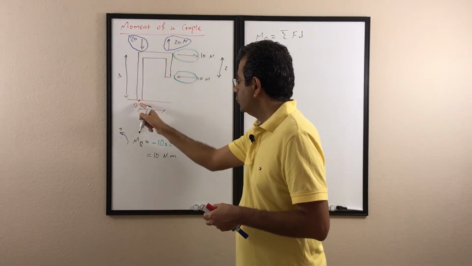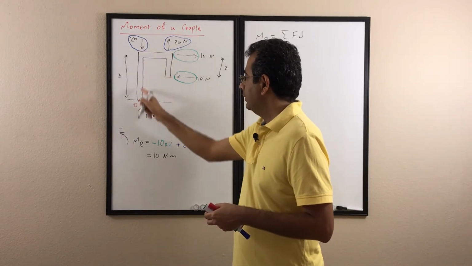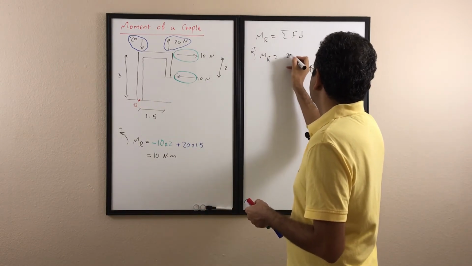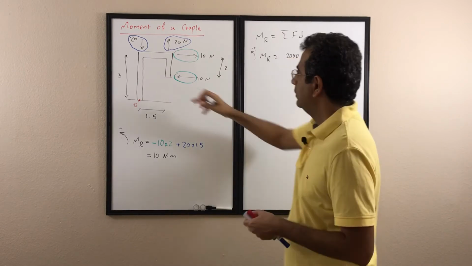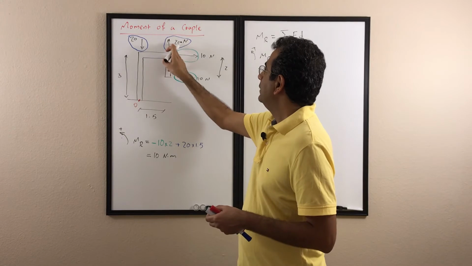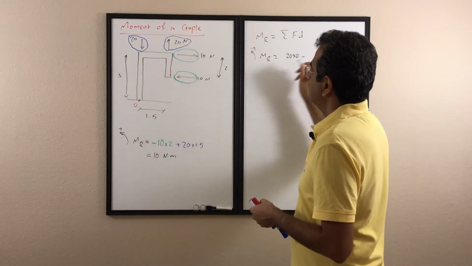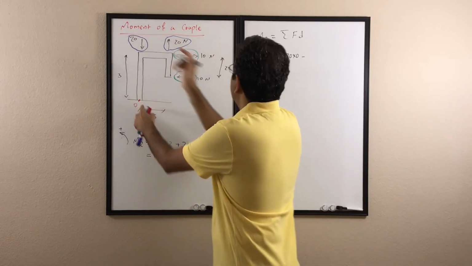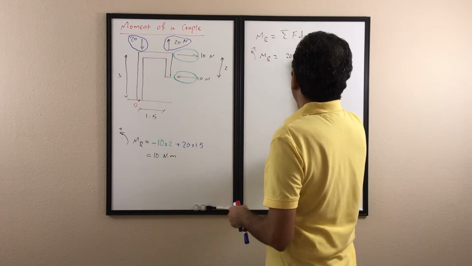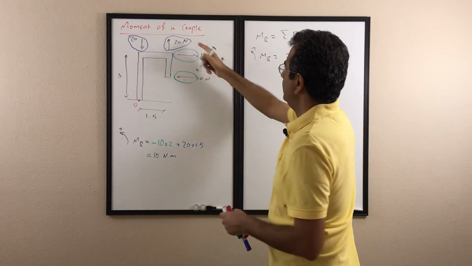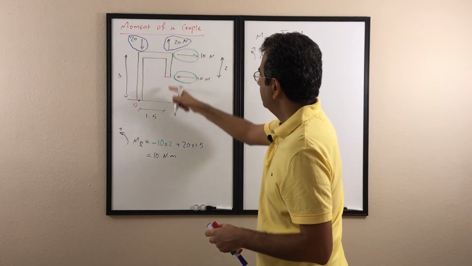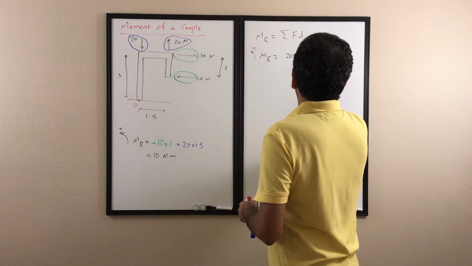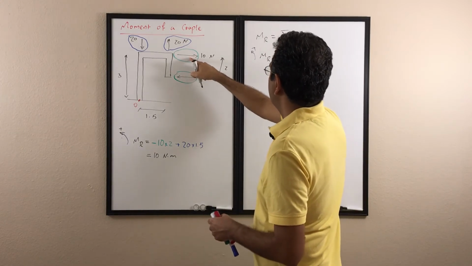This force goes through point O, so it doesn't create any moment. It's 20 times 0, so that one is just 0. The next one, with respect to point O, wants to rotate this object counterclockwise, so it's going to be positive. The magnitude is 20, and the normal distance between the force and point O is 1.5. Then I come to this force here.